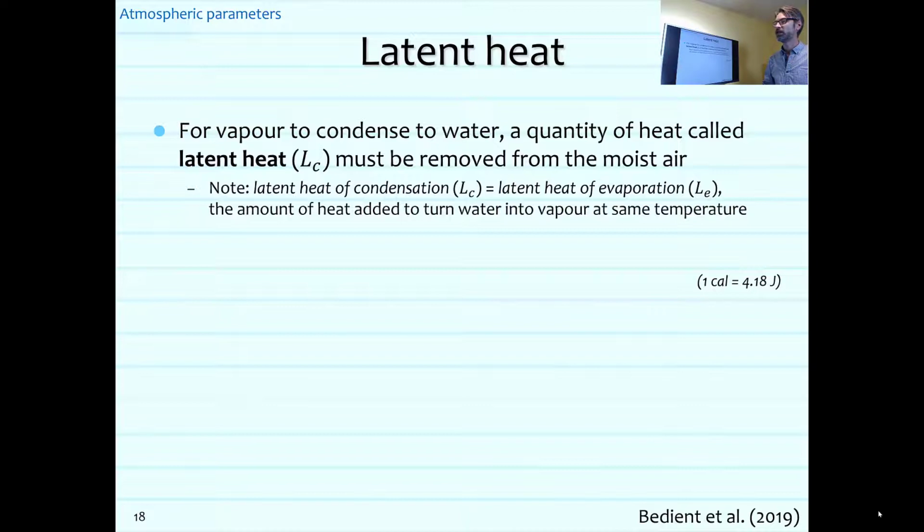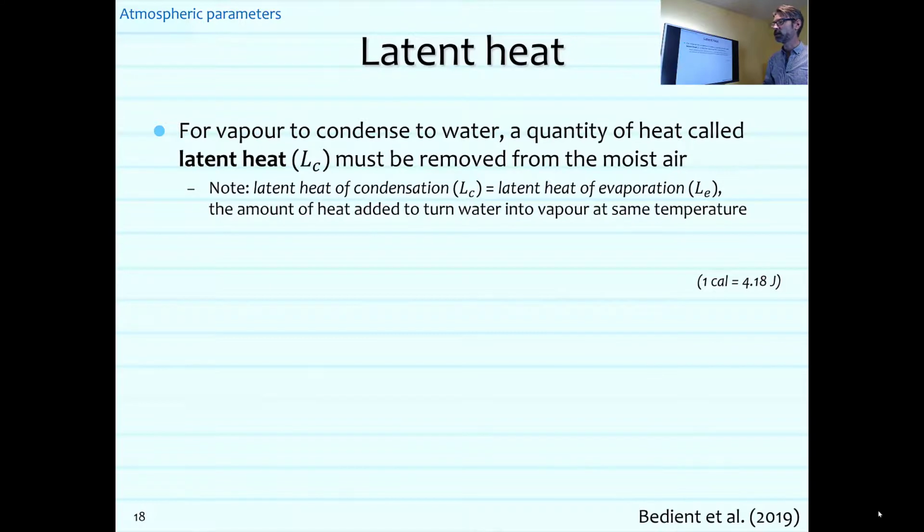For vapor to condense to water, it's important to remember that a quantity of heat is going to be removed from the air, and this is called the latent heat. This is the reverse process of, say, boiling water. If you think about your kettle at home, you've got liquid water in the kettle, you add a lot of energy, and then you cause it to evaporate and form gas. Here we're talking about the reverse situation where we have gas and we form a liquid, so we release energy.